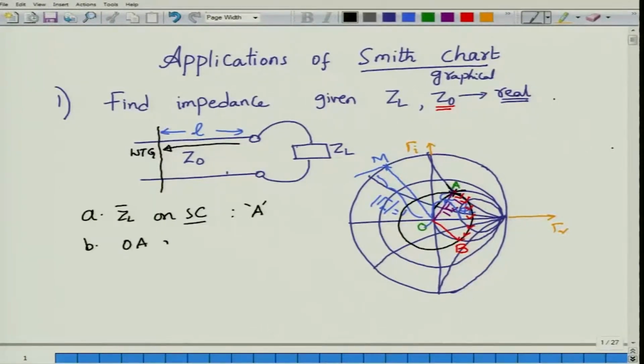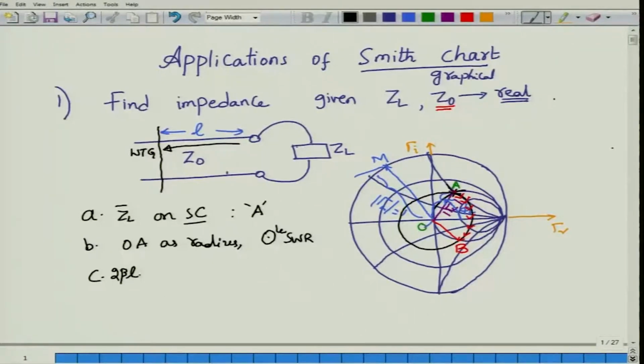With OA as radius, draw the constant SWR circle, which is this black circle. You can see this black circle that I have drawn, that corresponds to the constant SWR circle. Then determine how much you have to move. You have to move an angle of 2 beta L.